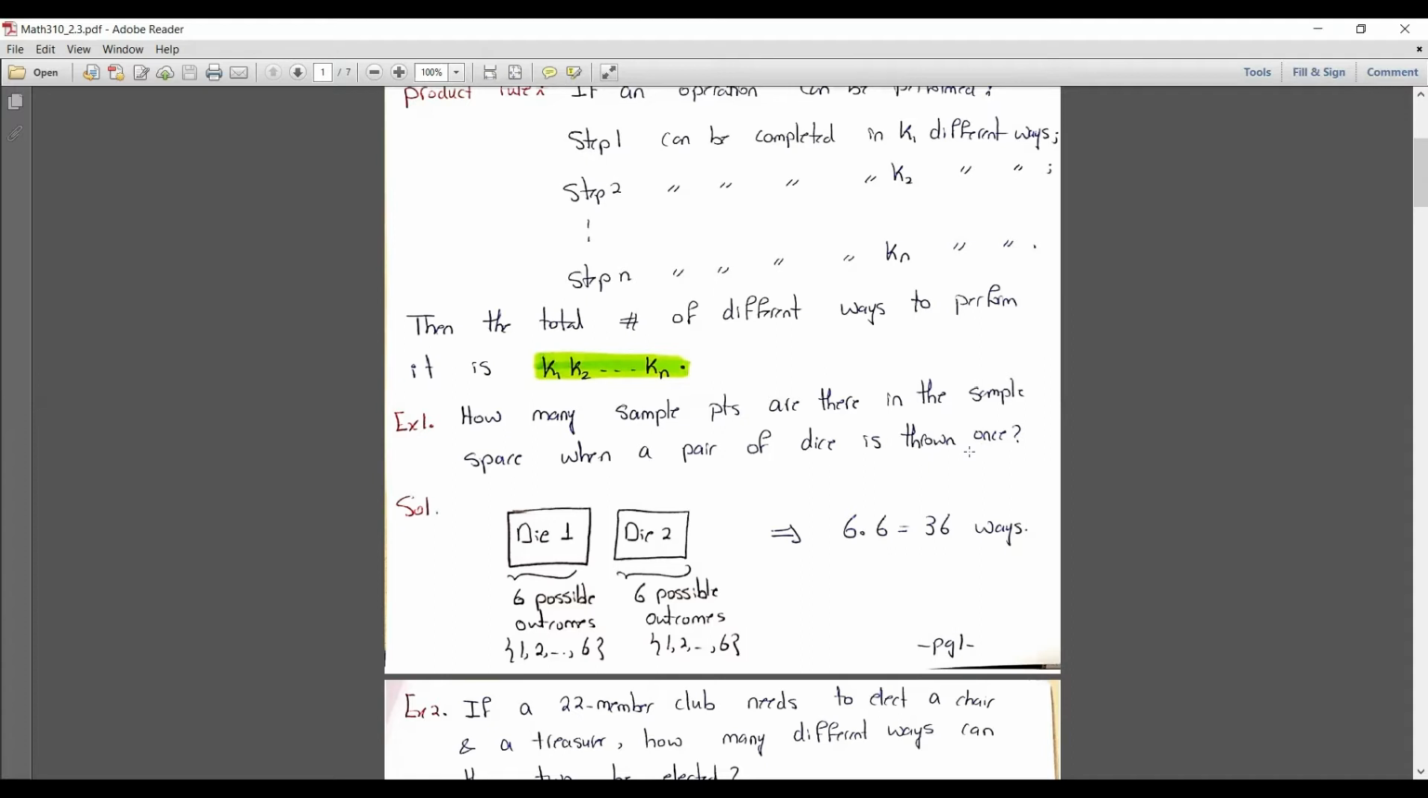What are the options that we may get? We may get 1 from the first and 1 from the second, 1 from the first and 2 from the second, 1 from the first and 6 from the second. So in die 1, how many options do we have? We have 6 possibilities. And in die 2, we have 6 possibilities. So the total number of outcomes is 6 from die 1 times 6 from die 2, which is 36 ways.